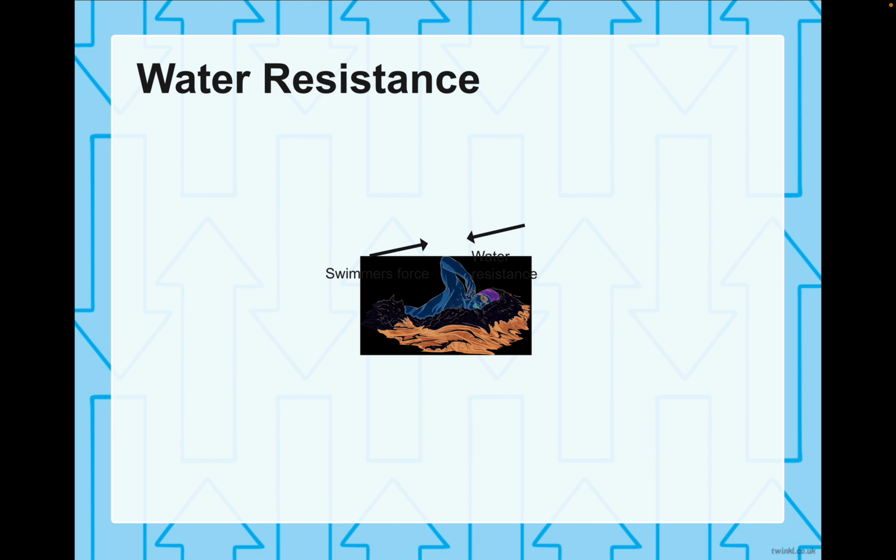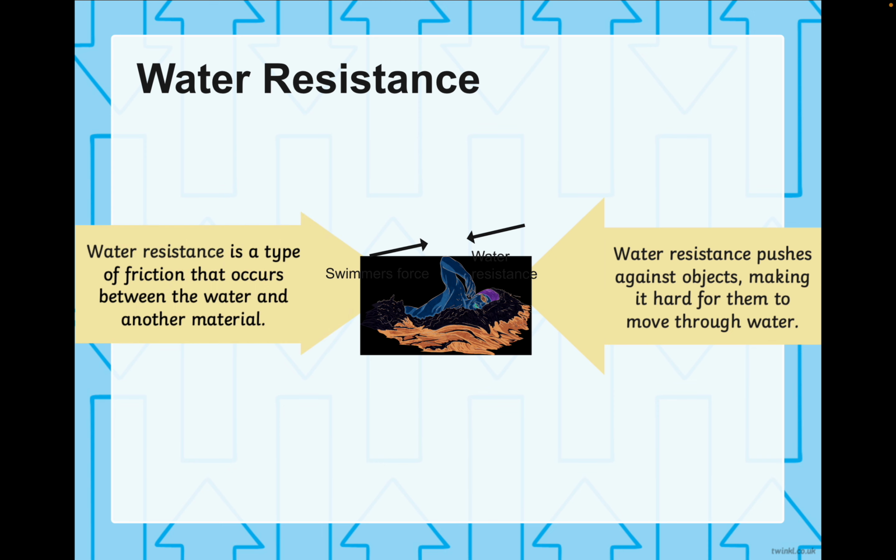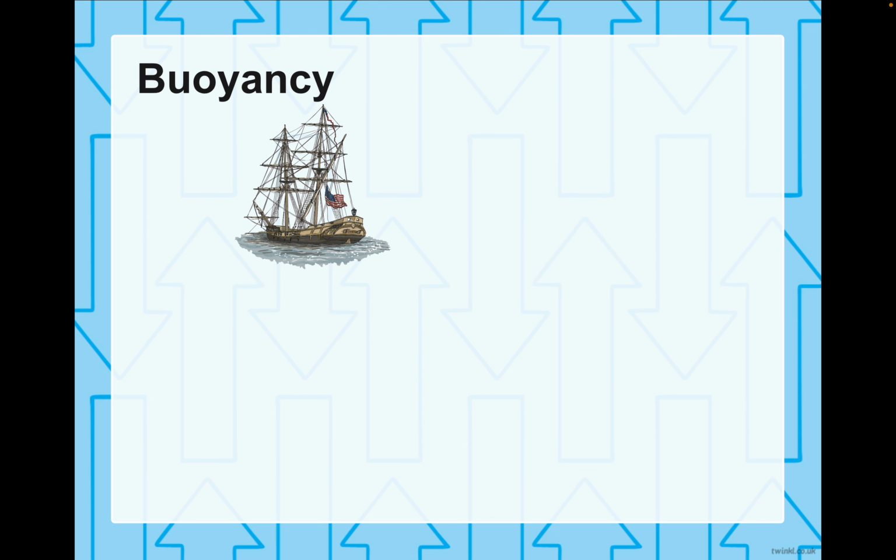Water resistance. Water resistance is similar to air resistance. It's just in water. Water resistance pushes against objects, making it hard for them to move through water. Water resistance is a type of friction that occurs between the water and another material. Buoyancy.